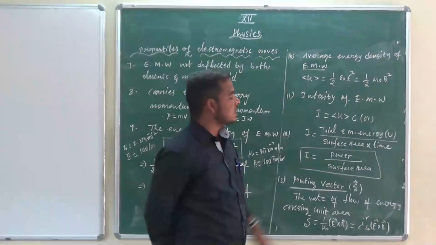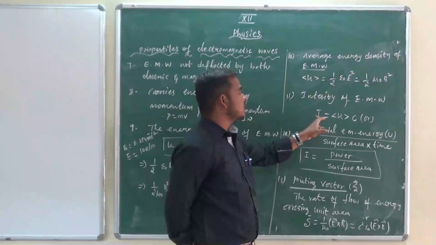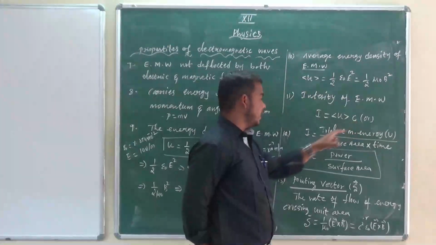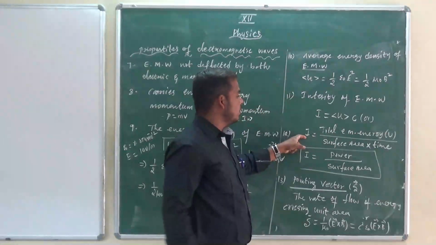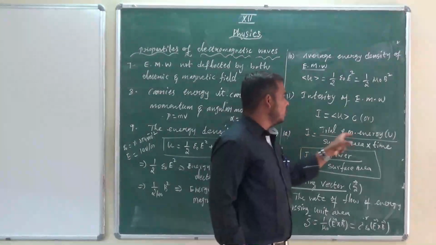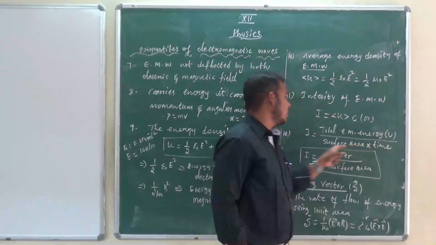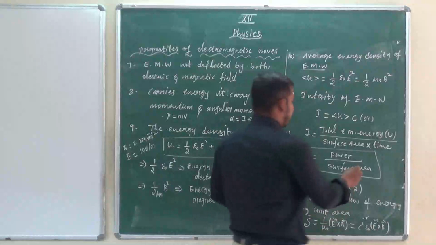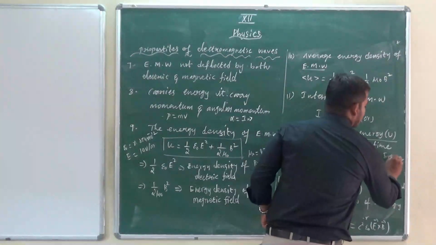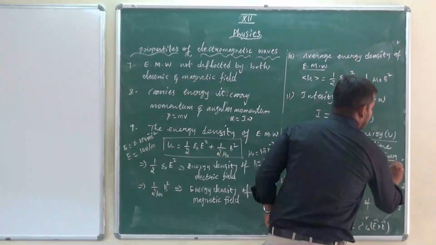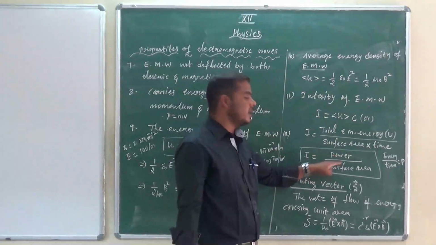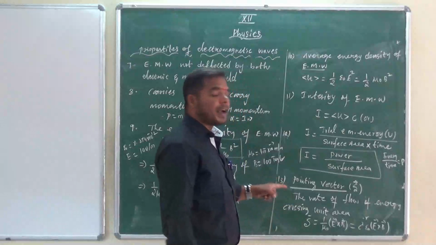Next, the intensity of electromagnetic waves. Commonly intensity is represented by the symbol I. Here the intensity of an electromagnetic wave is the average energy density into the speed of light. In definition, intensity is the ratio of the total electromagnetic energy to the surface area into time. Here energy by time is equal to power. So intensity is power by surface area.